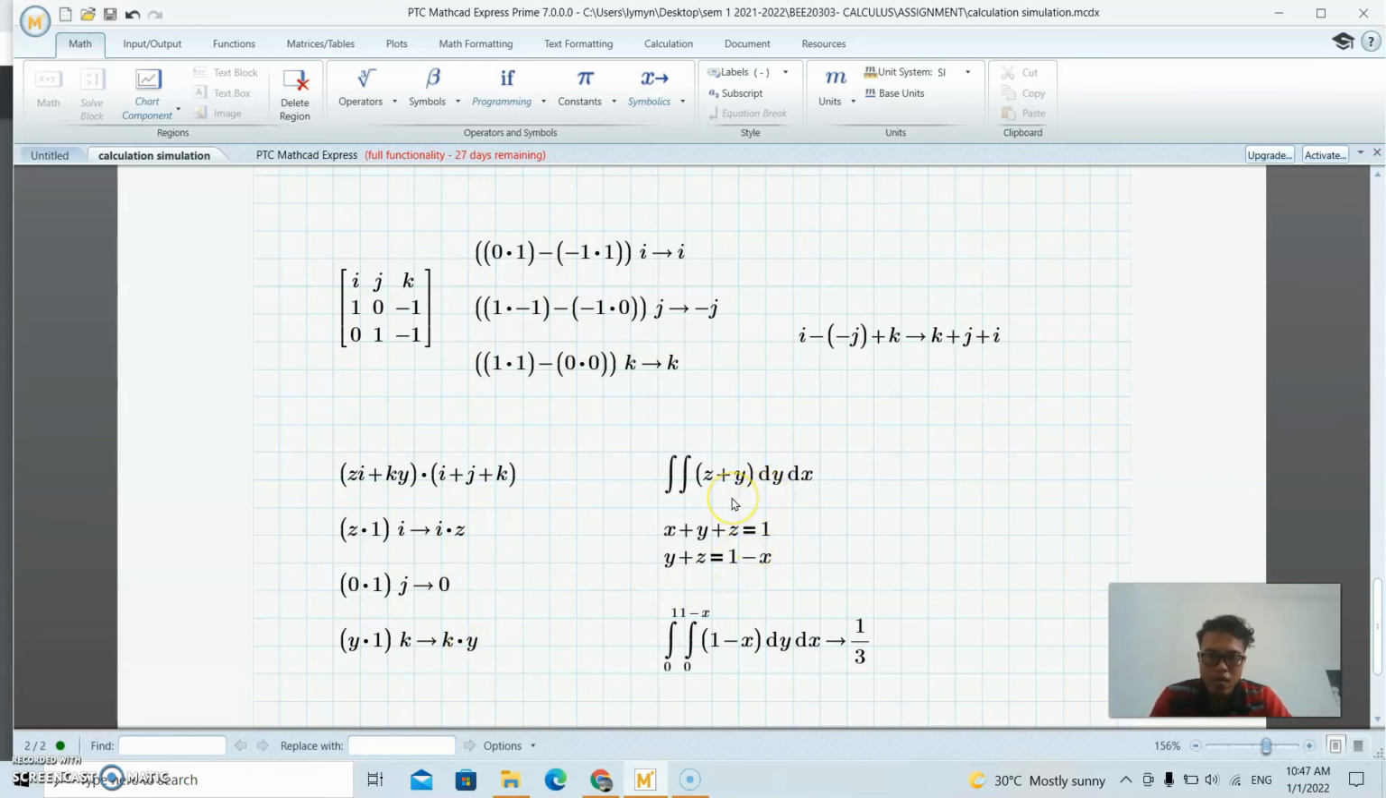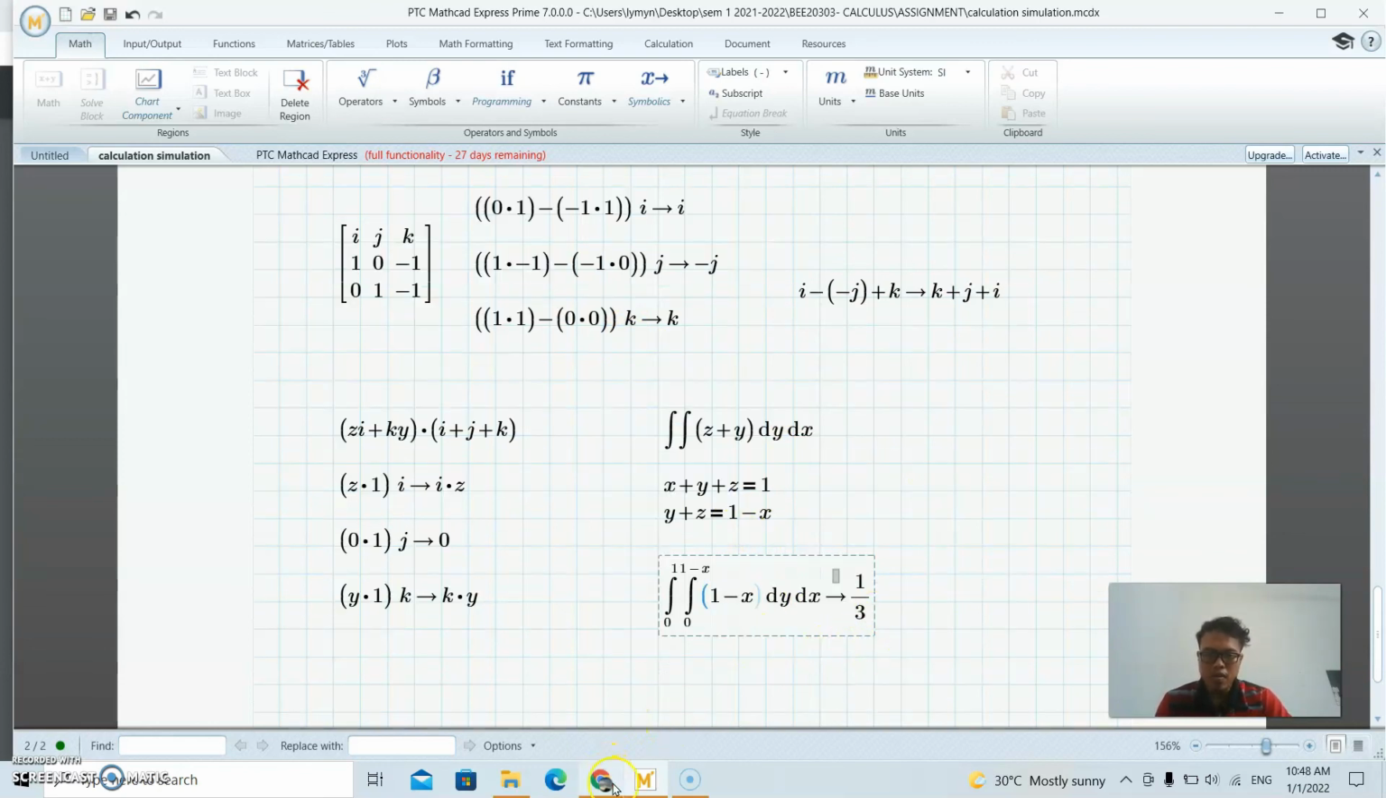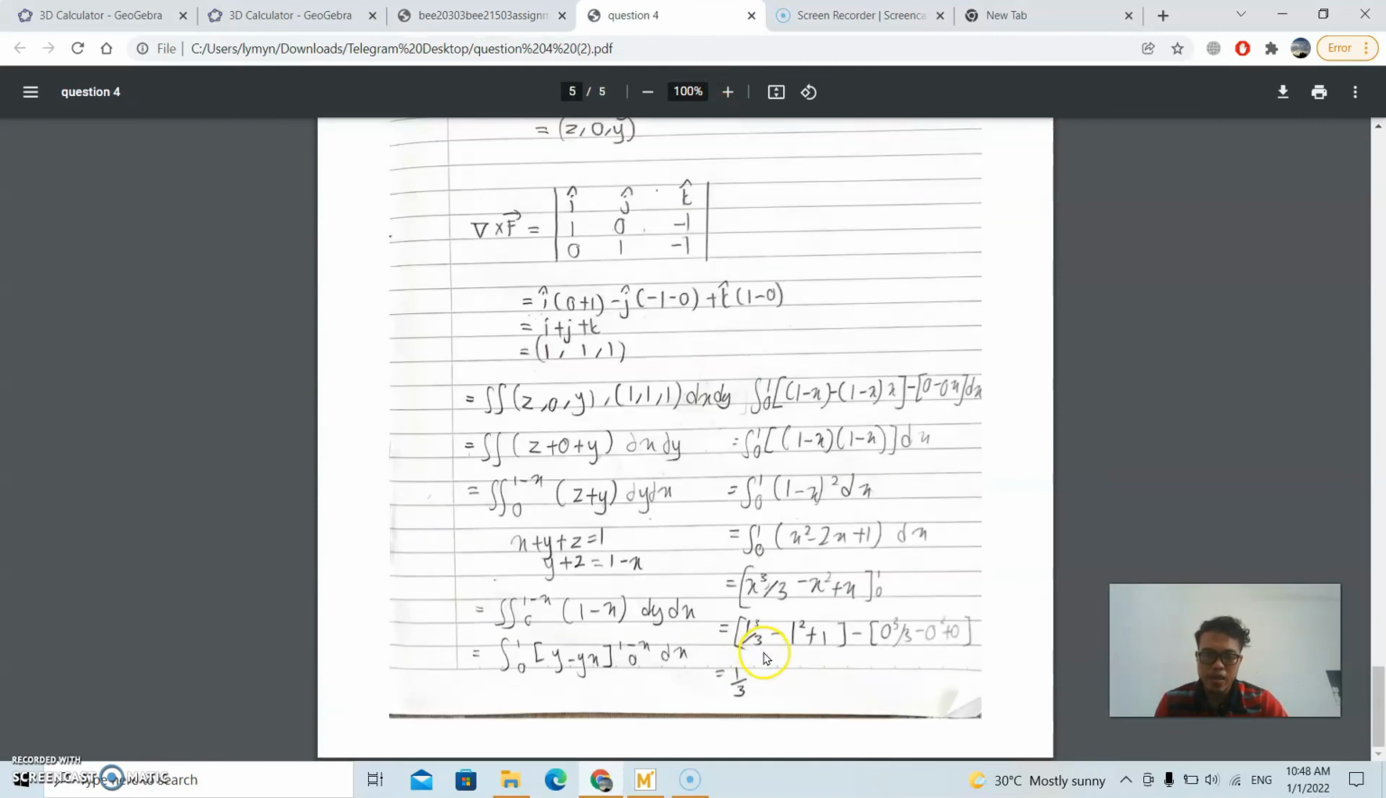After that, we integrate z plus y dy dx. So we replace z plus y with 1 minus x. After that, we integrate it, and we get the answer 1 over 3. Lastly, this answer is the same as my manual calculation, which is 1 over 3. That's all from me. Thank you.